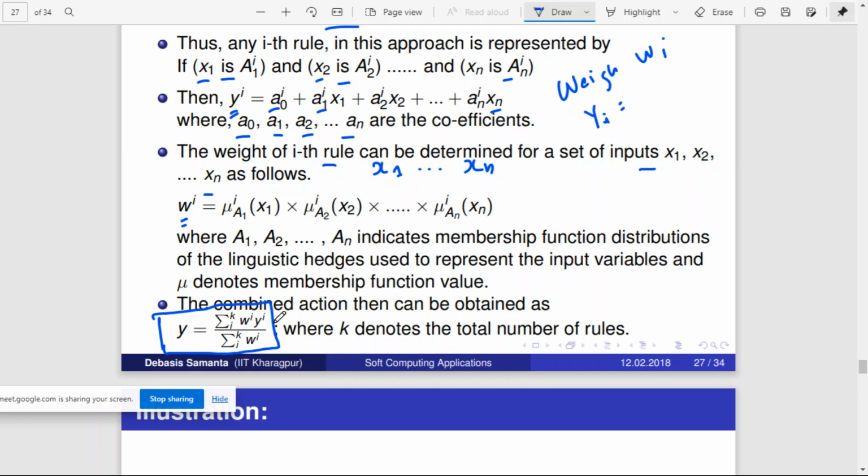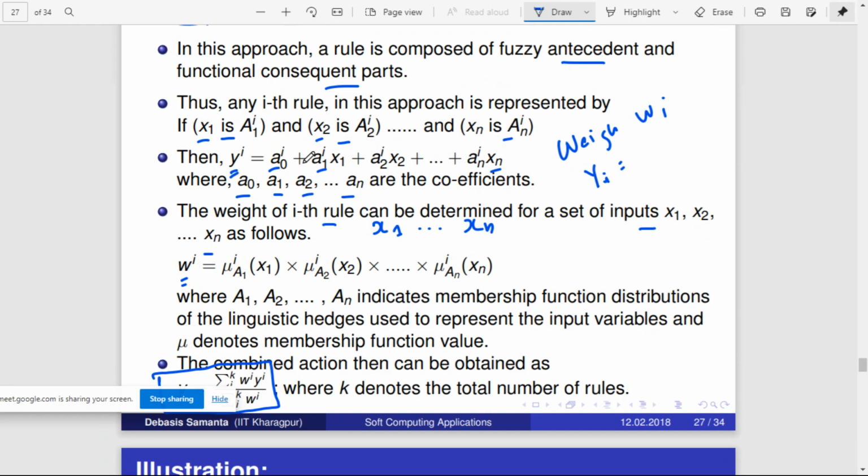From this, first we have to identify yi. So how do you identify yi? yi is nothing but A0 plus A1 X1 plus A2 X2 plus up to An Xn. Again, this A0, A1, A2, A3 are the coefficients. Okay. So based on correctly predicting these values, we will identify y. Then we have to calculate wi. wi is nothing but the product of all the membership values of the given x1, x2 up to xn, right? Once we have all the wi's and yi's, then we plug into this formula, right?